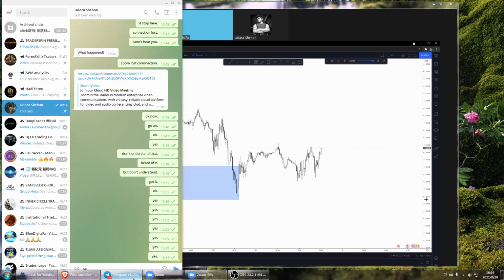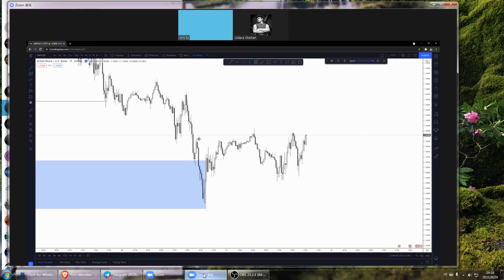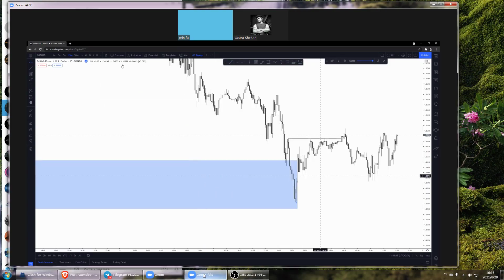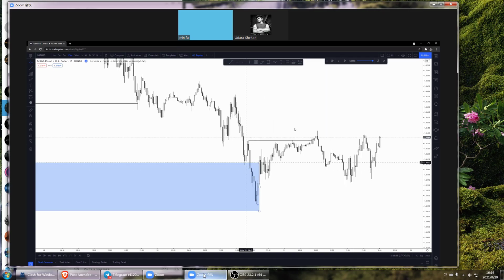Okay, now on the 15-minute, we have a break of structure right here. Now remember, price is fractal, which means whatever happens on a higher time frame will happen on the lower time frames, because time doesn't know price and price doesn't know time. So it's the same thing.